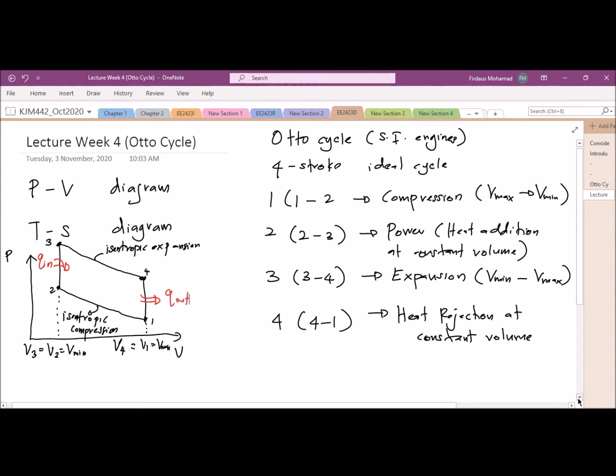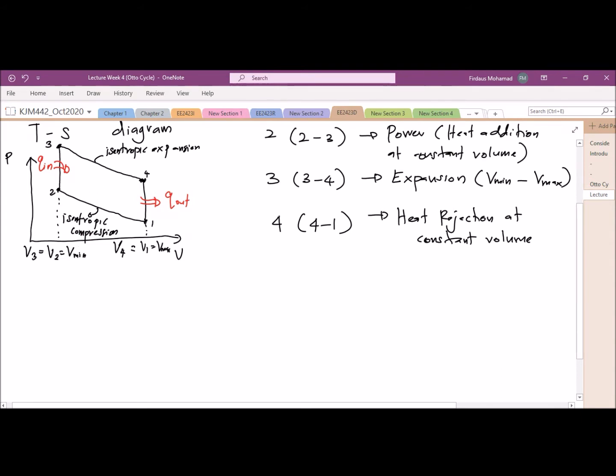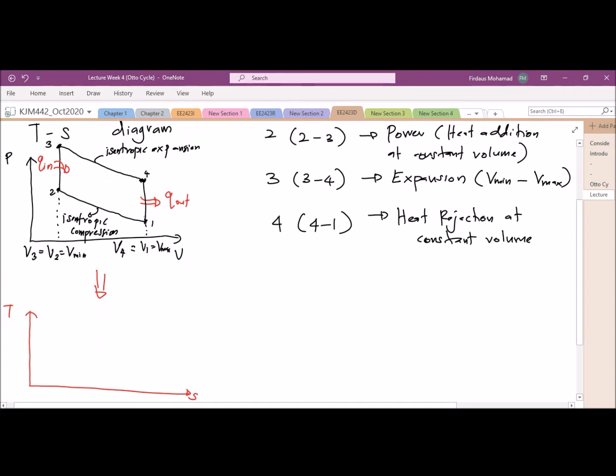Then we can translate the PV diagram into a TS diagram. T is temperature, S is entropy. Point 1 to point 2 is compression, and we call stage 1 to stage 2 isentropic compression. Isentropic means that the entropy S is constant. This is point 1, and this is S1, isentropic compression.